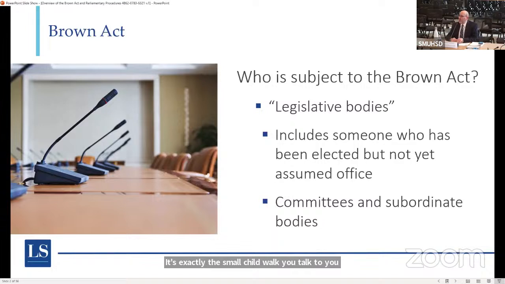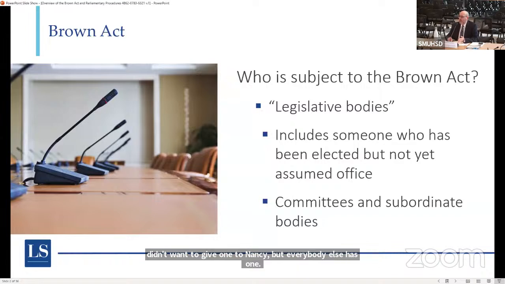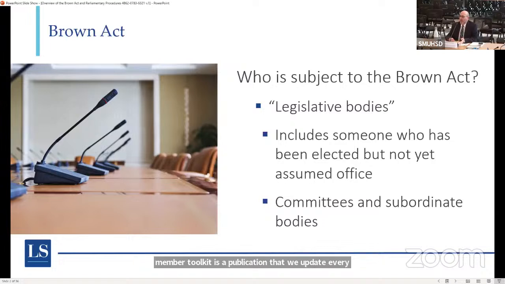So to start with just talking about the Brown Act, so you have some materials that we gave you, and I want to make you aware of another set of materials that are out there available to you. This is something that I gave you. I didn't have enough, so I don't have one, and I didn't give one to Yancey because I didn't want to give one to Yancey, but everybody else has one. It's called the Board Member Toolkit. It's a publication that we update every year, and literally we finished our update for 2024 this morning. So these are as hot off the press as they can possibly be. It's a plain English friendly summary of the Brown Act, the Public Records Act, and conflict of interest law.